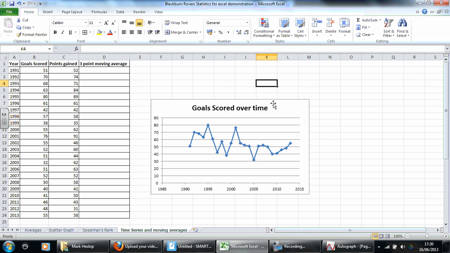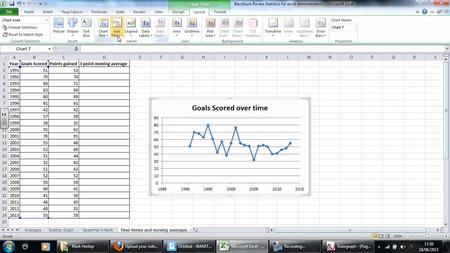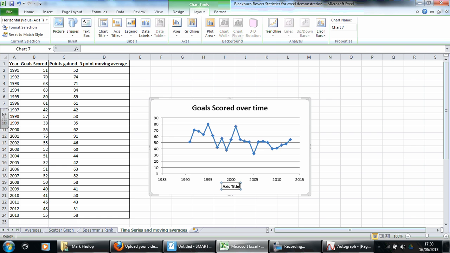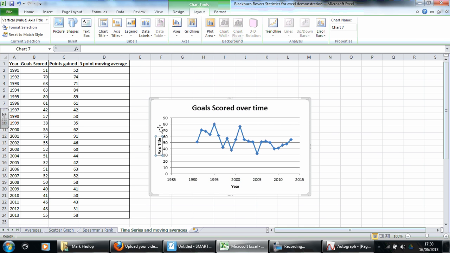To change any axis labeling, go to layout. I'll call that one year. And this one, goals scored.